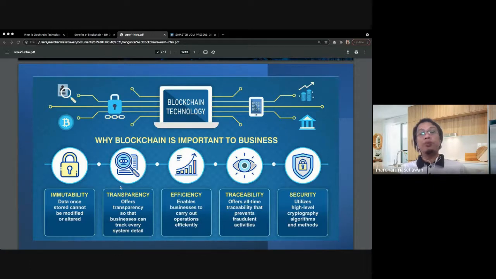And the second is transparency. This is the second aspect that makes blockchain an advantage. Blockchain offers transparency so that businesses can track every system detail. In auditing, it is like an audit trail. We have an audit trail of every event that occurs in the business processes. It is just like a log, like a logbook.